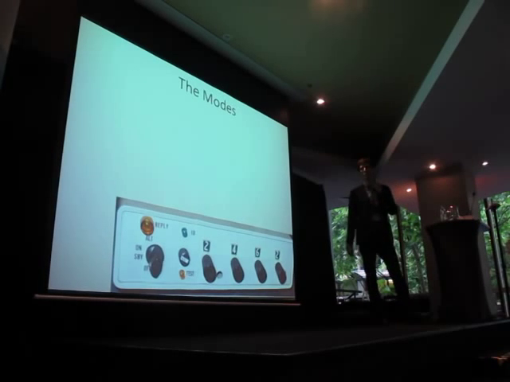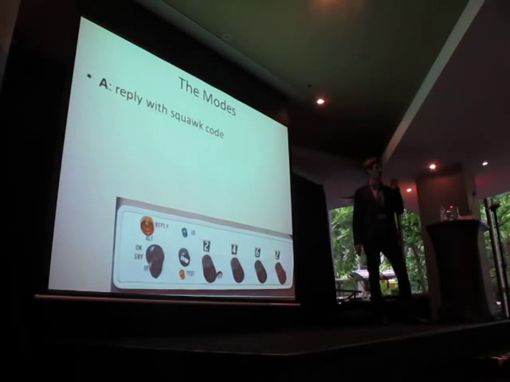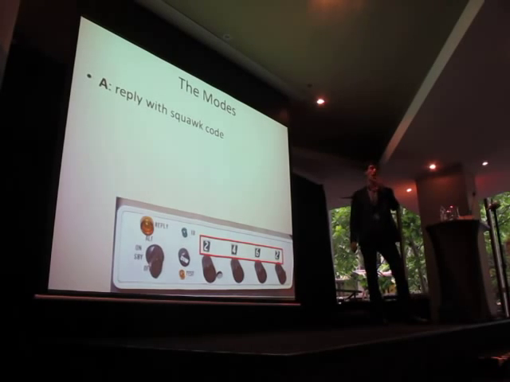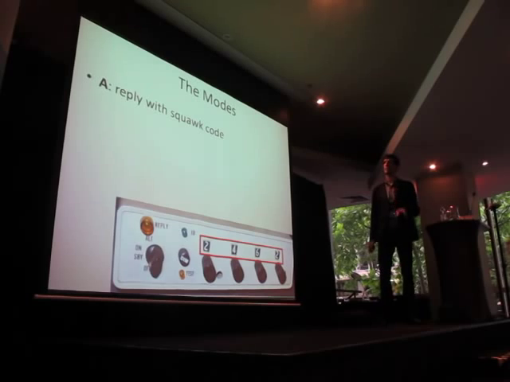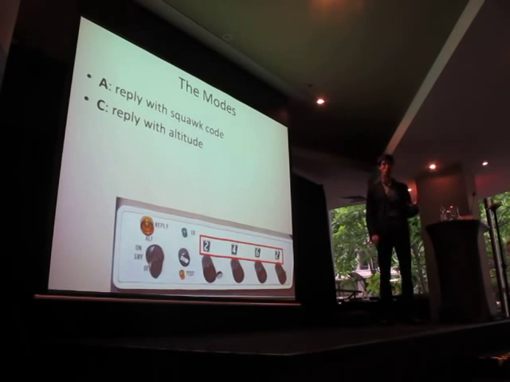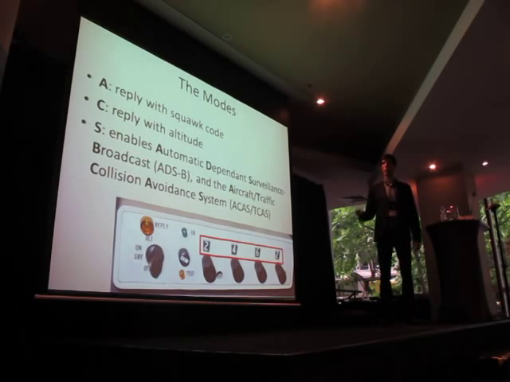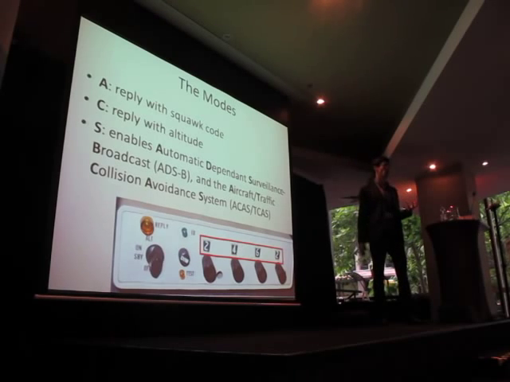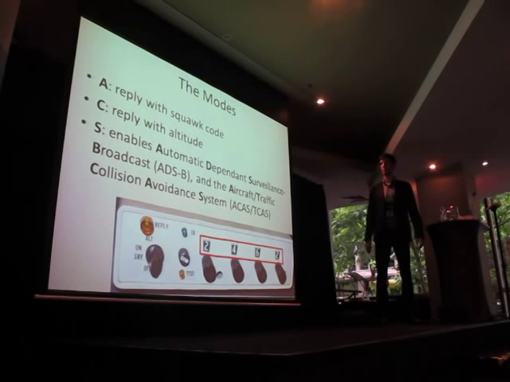In terms of interrogation, there are different sorts of modes. A replies with a code, a four-digit code, that's assigned by air traffic control. Just basically identifies these markers that would otherwise be anonymous on a radar scope. C gives you altitude, and S is the cool one, because it enables these things called ADS-B and ACAS and TCAS. You've probably heard of TCAS, it's the traffic collision avoidance system, so planes don't crash into one another. So that's part of the secondary surveillance system.